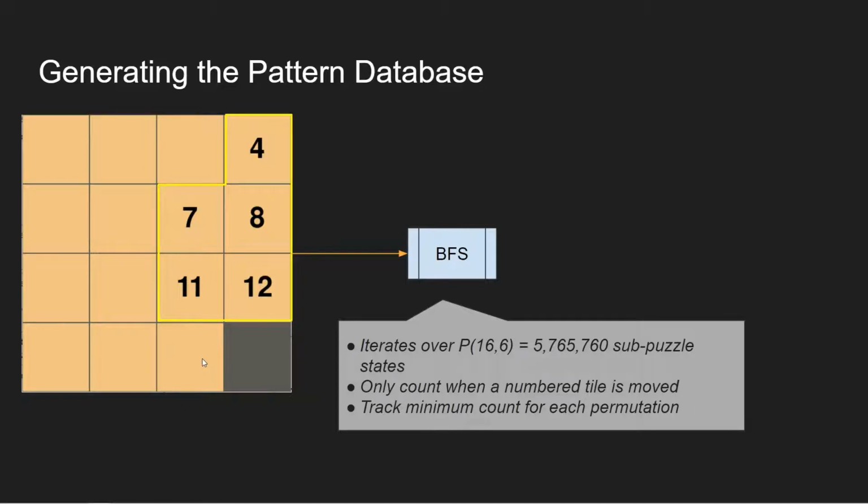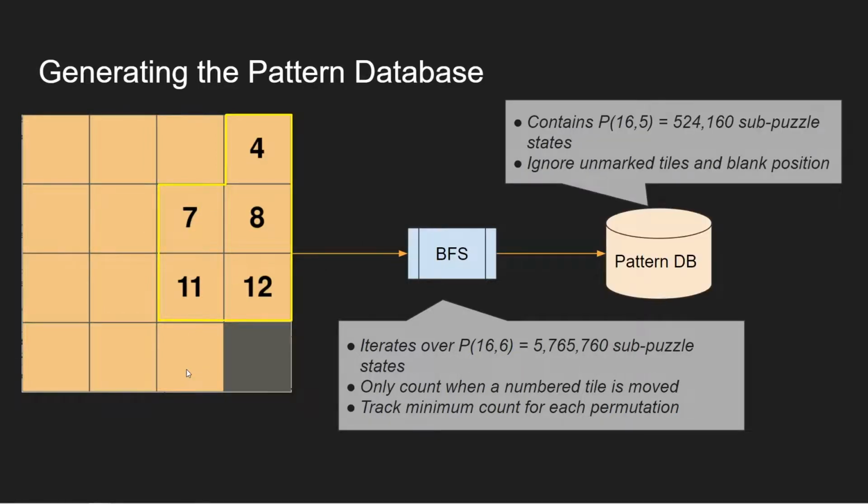To make sure that our heuristic remains admissible, we only increment the count when a marked tile is moved. When an unmarked tile is moved, that count would be included in another group. Once BFS completes, we can dump the minimum number of moves required to reach each permutation of the 5 tiles in the group, which is only about 500,000 puzzle states. At this point, we don't care about the blank square. Remember, we don't increment our count when an unmarked tile is moved, so no matter where the blank square is, the count would remain the same for that permutation of tiles within this group.